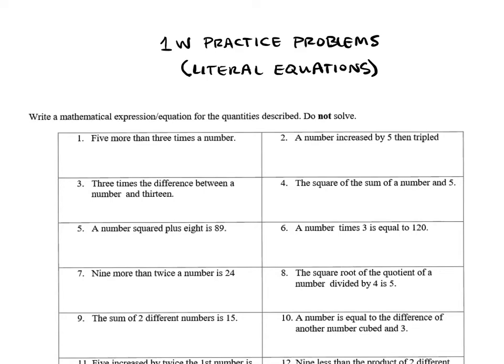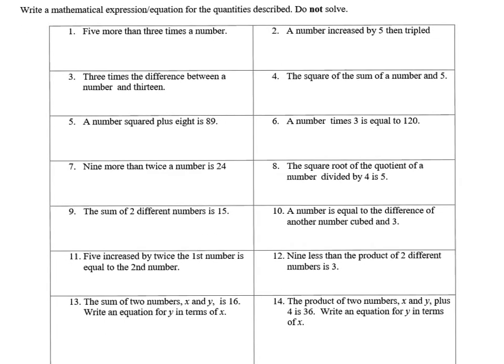I'd like to start with number 5 here, and then we'll go to number 8. So let's get started on 5. It says a number squared plus 8 is 89. So a couple of things here. When I see a number, I think of a variable. Okay, so a number squared plus 8 is 89. So "is" typically represents equal, plus obviously is addition, and then you take the rest from there.